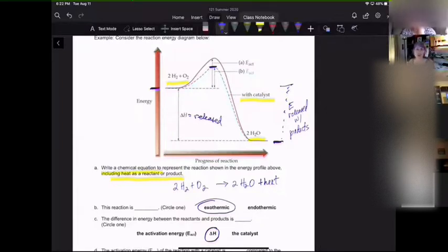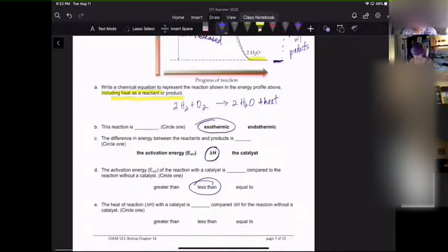The catalyst has no effect on the energetics. It doesn't change the reactants or the products. It just helps them get there faster. So, equal to.